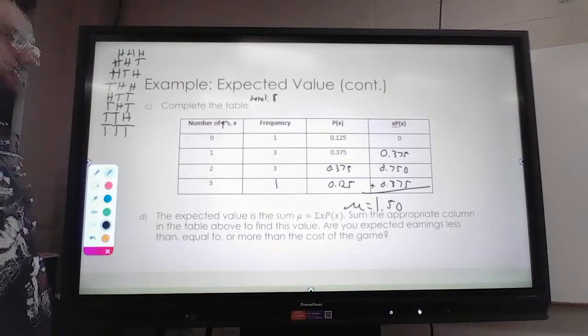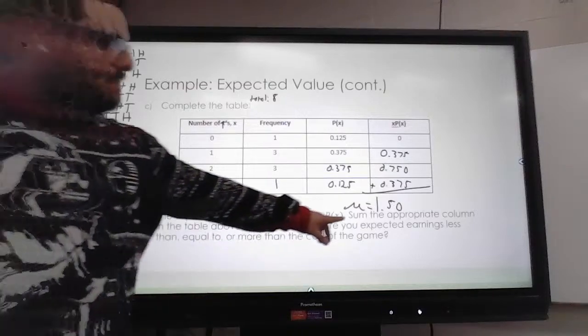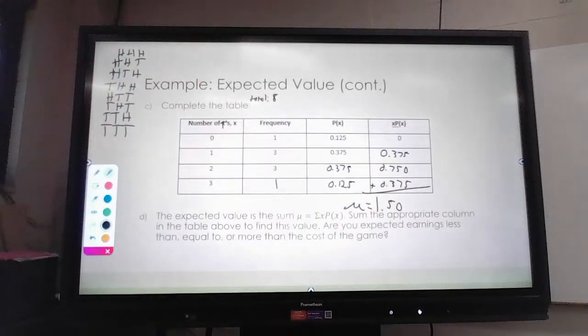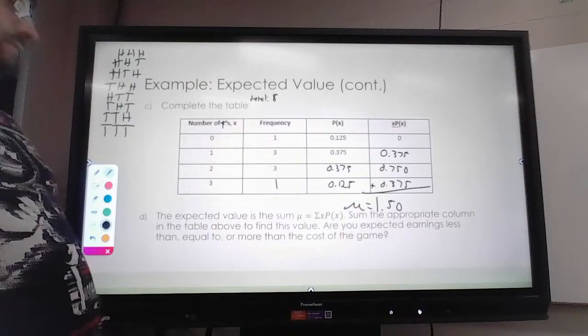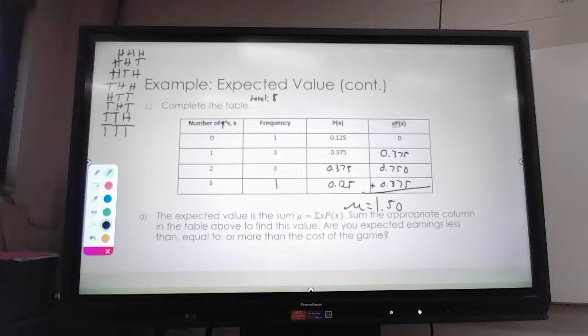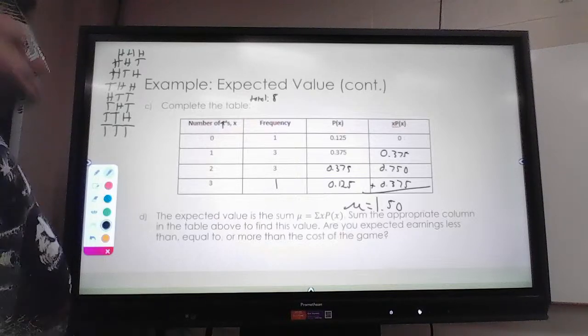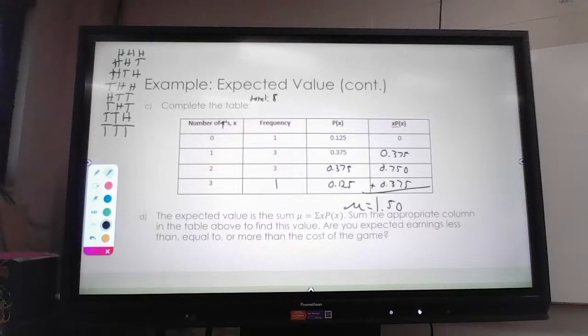So the problem says it costs us $2 to play the game. We're expected to get $1.50 back. That's an expected net loss of 50 cents. So the expected earnings are less than the cost to play the game. And all games of chance are like that. Whether it's a coin flip, dice rolls, or poker, casinos use expected values to help control the house earnings.